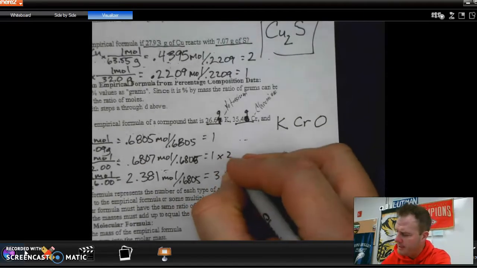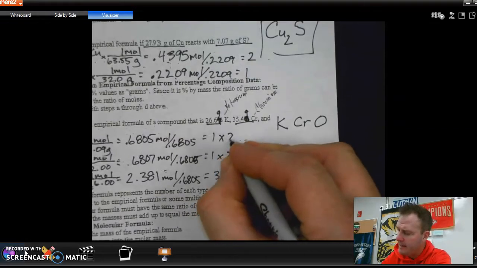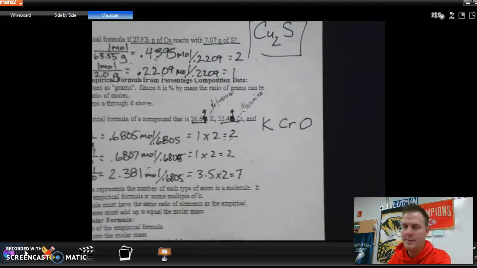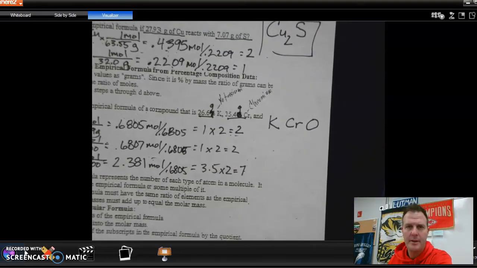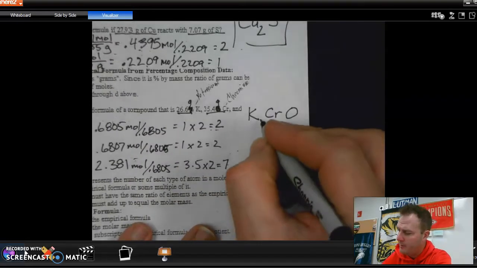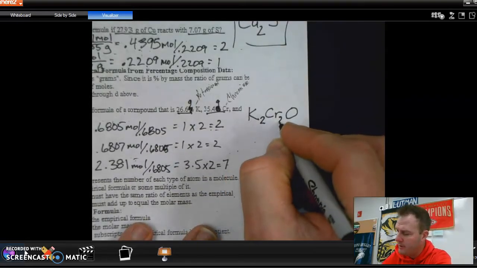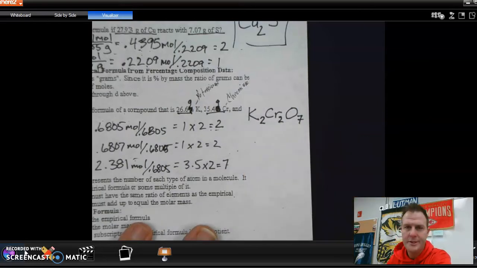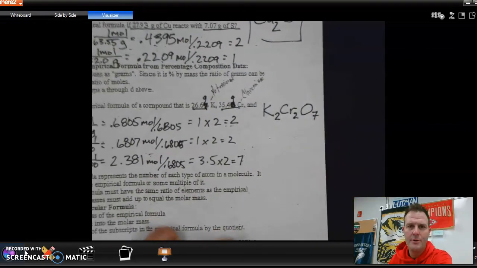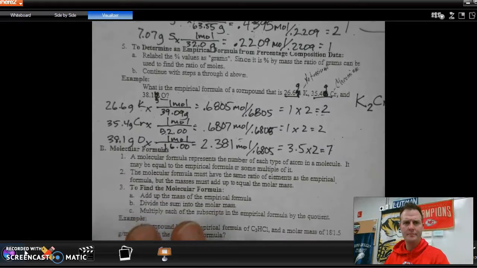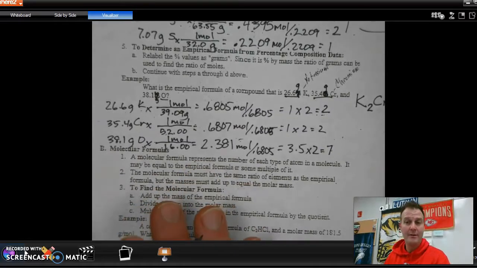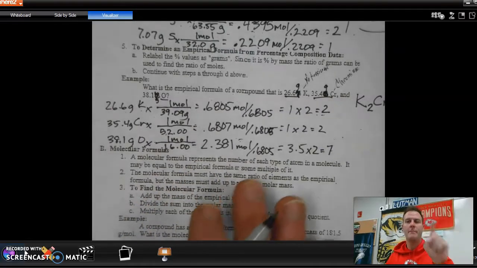If you double this, that gives you 2 now. If you double that, that gives you 2. So when you get a half, you're just going to double it. All right? So our formula is now K2Cr2O7. Now, here at the bottom, we aren't going to do molecular formulas. We're going to save that till Monday.